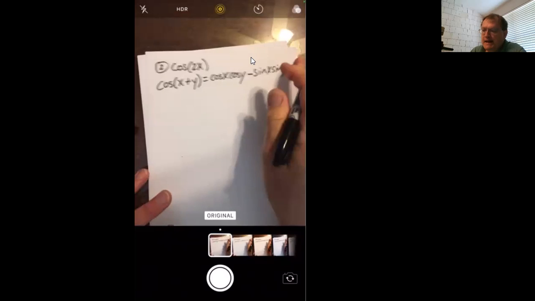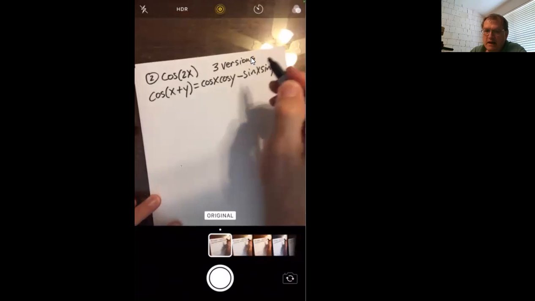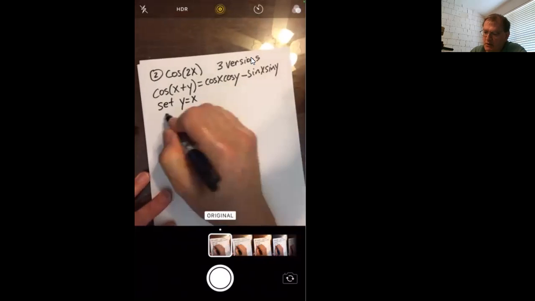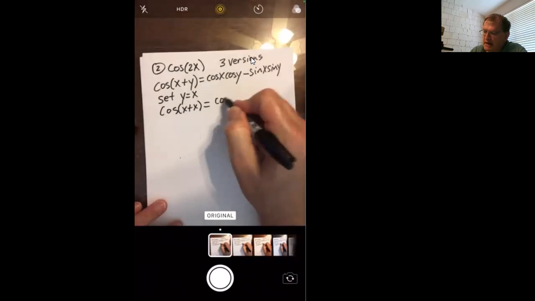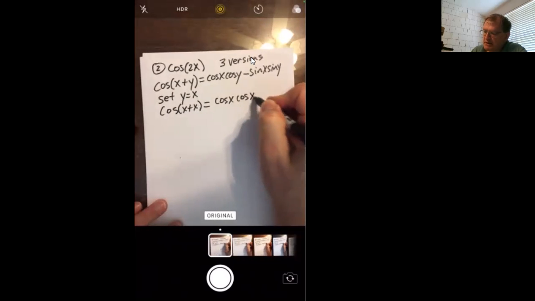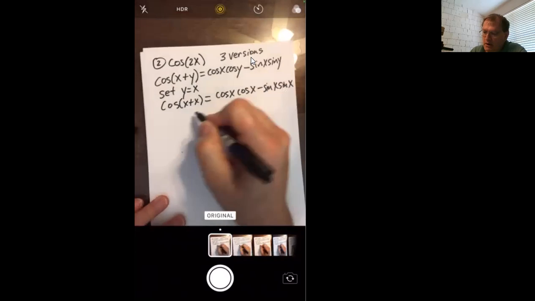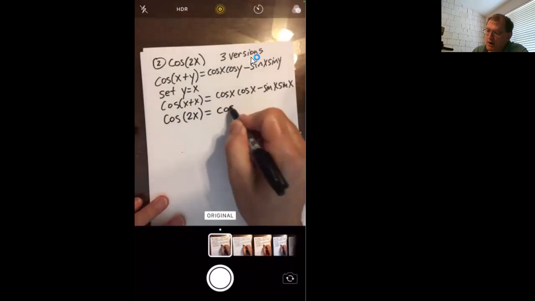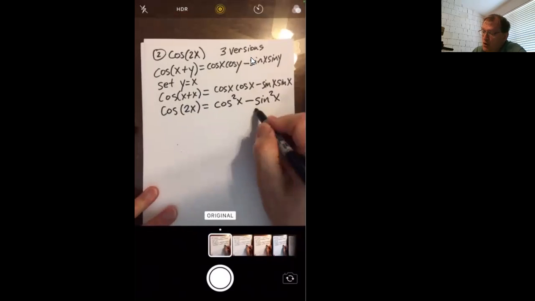There are actually 3 versions of this. This is going to be version 1. Set your y equal to x. And once again, cosine of x plus x, cosine x, cosine x, minus sine x, sine x. Well, here's your double angle, 2x: cosine times cosine is cosine squared, sine times sine is sine squared. We'll call this version 1.